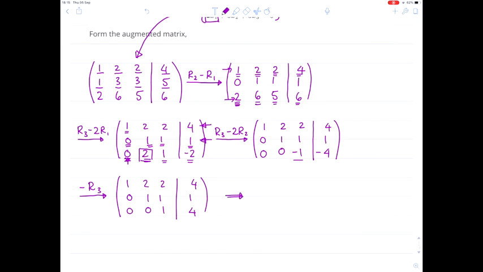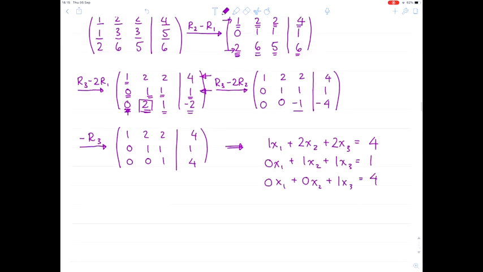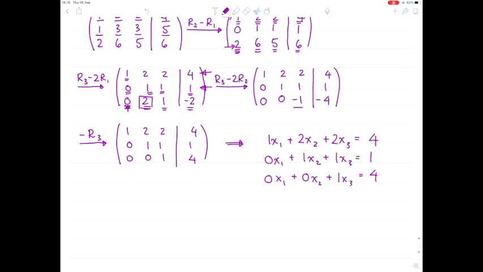So this goes to the set of linear equations 1 times x1 plus 2 times x2 plus 2 times x3 is equal to 4. 0 times x1 plus 1 times x2 plus 1 times x3 is equal to 1. 0 times x1 plus 0 times x2 plus 1 times x3 is equal to 4. So that's what we found, but we've done it a bit quicker. And now we can read off our solutions because we can see from this third equation that we must have that x3 is equal to 4.